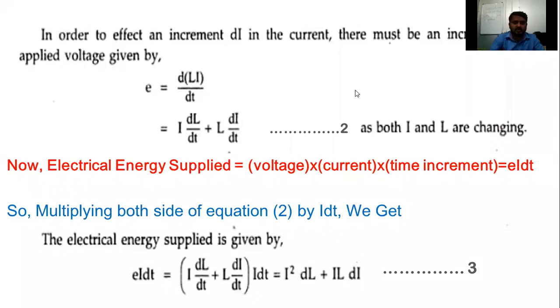So the first one we have discussed: the mechanical work done is the product of deflecting torque and change in deflection. The second one, the applied voltage, is given by e equal to d(Li)/dt. This is the mathematical formula, which looks like a differentiation of A into B. We are going to write that as e equal to i dL/dt plus L di/dt. I will consider this as equation number 2.